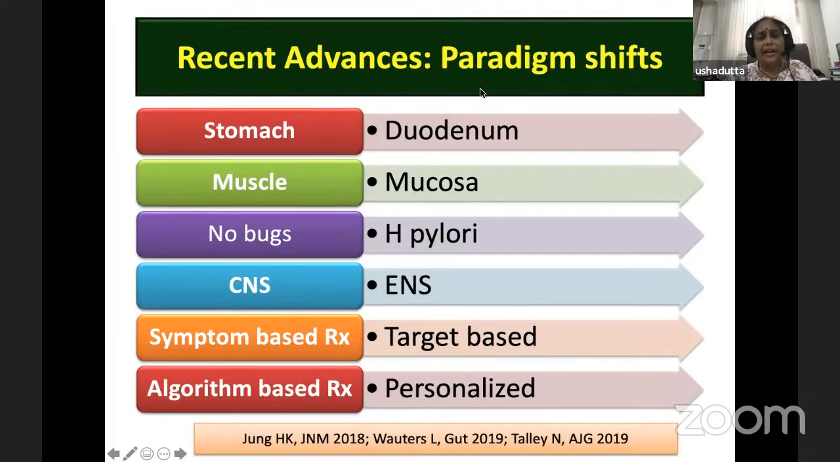There has been a recent paradigm shift in our understanding of dyspepsia: it's not just the stomach, the duodenum is also involved. It's not just the motility, it is the mucosa which is driving the inflammation. From no bugs to the role of H. pylori and other microbiota, the CNS and the enteric nervous system playing a major role in the regulation of various pathways, and from a symptom-based treatment to a target-based treatment like picking up H. pylori and treating that, and an algorithm-based treatment which is personalized.